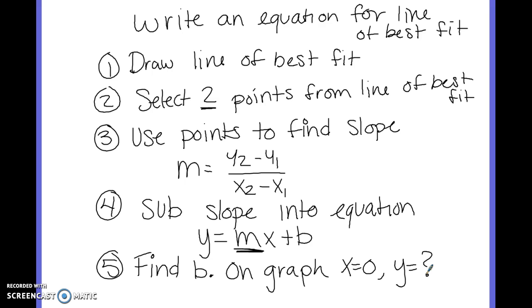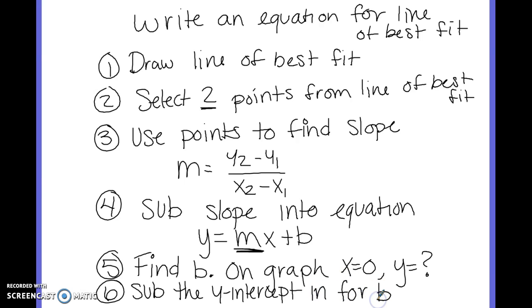So then step 6, you just have to sub the y-intercept in for what letter now? B. In for b. Okay? In the equation y equals mx plus b, you will sub in b. Okay, so those are the first part of your notes. We're actually going to see what that means now.